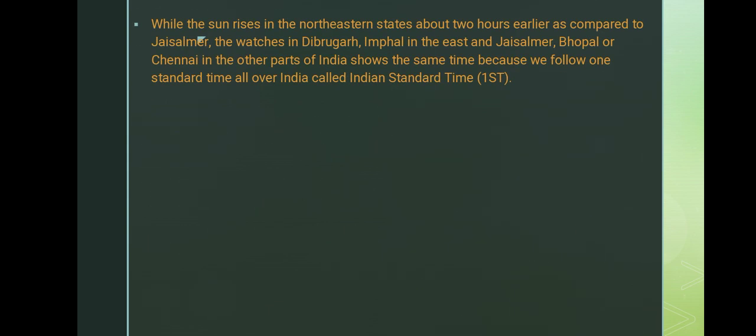While the sun rises in the northeast states about 2 hours earlier as compared to Jaisalmer, the watches in Dibrugarh, Imphal in the east, and Jaisalmer, Bhopal, or Chennai in other parts of India show the same time, because we follow one standard time all over India called Indian Standard Time, IST.